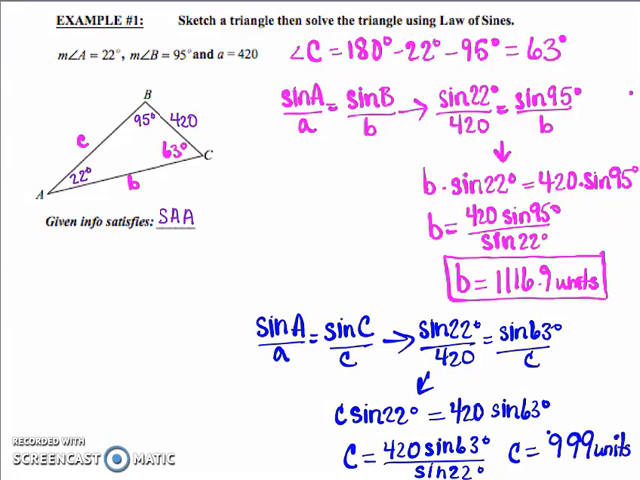999 units. Okay, so I have solved my triangle. Side B is 1116.9, and side C is 999. I now have all three angles and all three sides. I have solved the triangle completely.